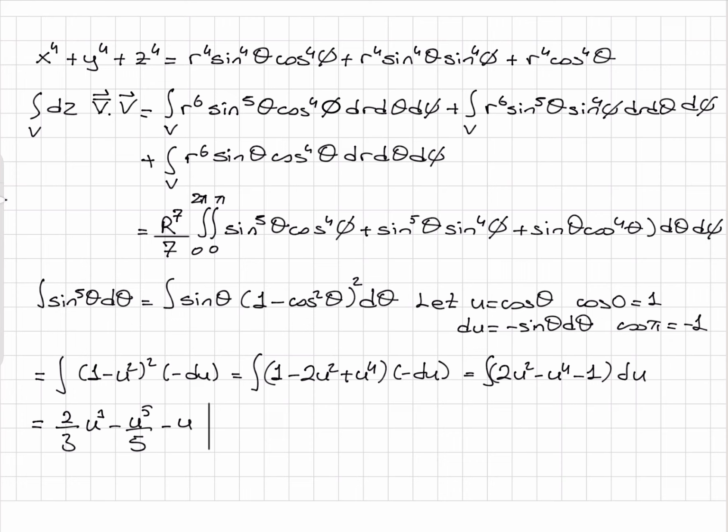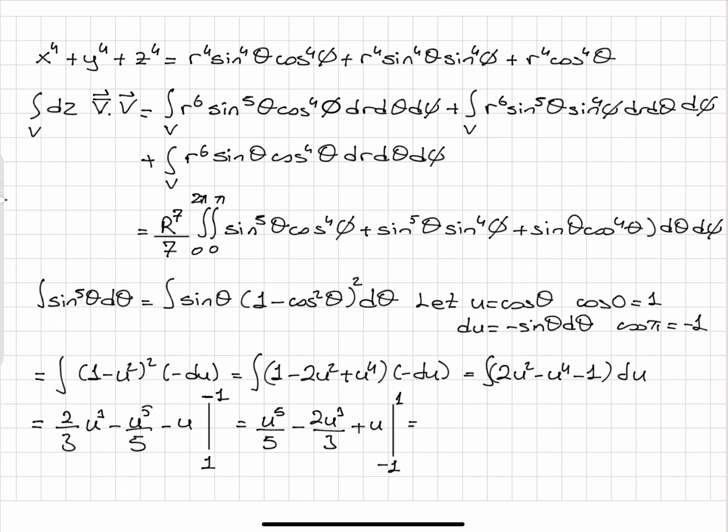Theta equals 0 corresponds to u is equal to 1. Theta equals pi corresponds to u is equal to minus 1. Okay, so this will give us, let's switch the limits here and multiply it by minus 1. u to 5 over 5 minus 2u cube over 3 plus u. Now I'm switching the positions of the limits, minus 1 to plus 1.